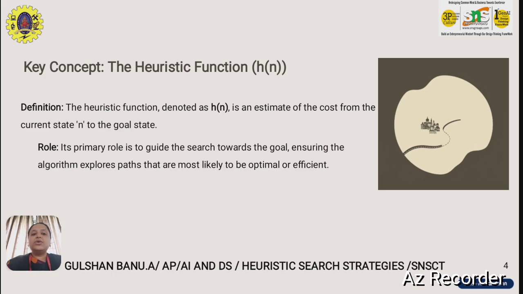Now the heuristic function is denoted as h of n, which is the estimated cost for reaching the goal state from the current state. The primary role of this heuristic function is to guide the searching process.